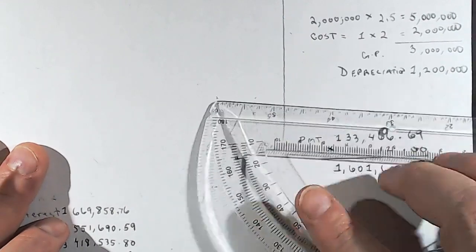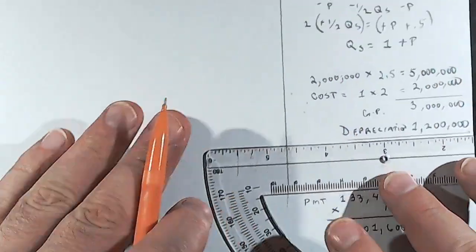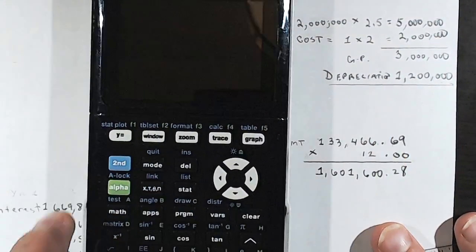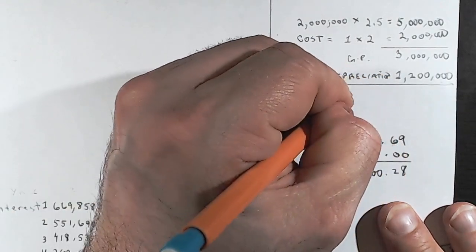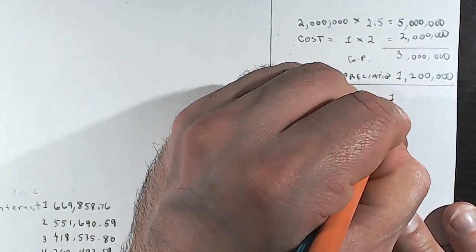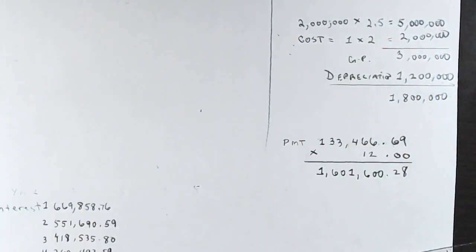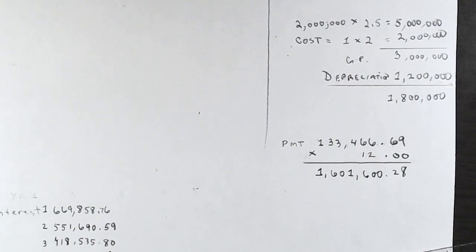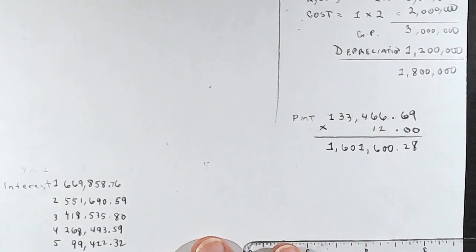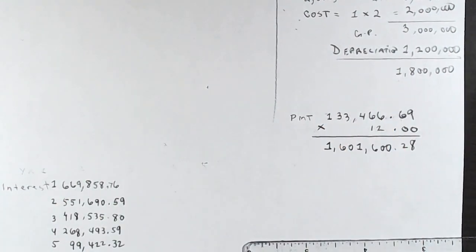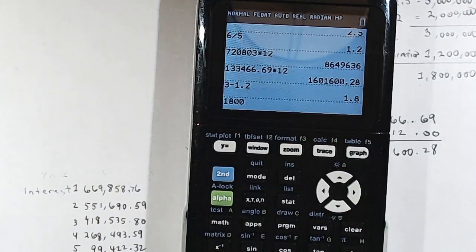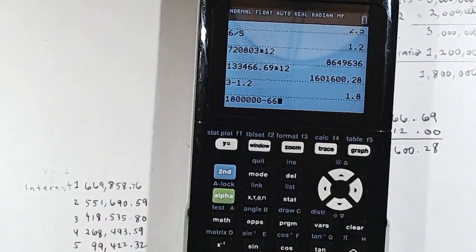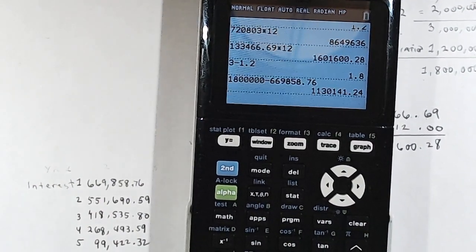So, let me compute this really quick because this is not going to change. 3 million minus 1.2 million is 1.8 million. So this is gross profit minus depreciation, $1,800,000. Okay, so in order to compute my actual net cash flow per year, I now have to subtract out the interest payment for each year from that number. So for year one, I take $1,800,000 and I subtract out 669,858.76. Because interest is tax deductible.